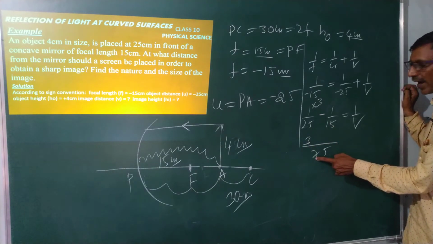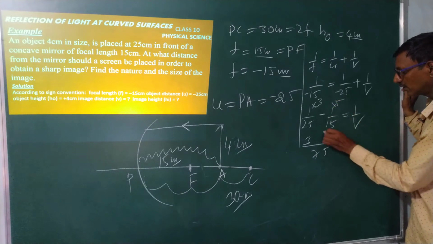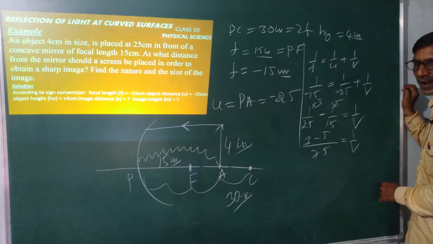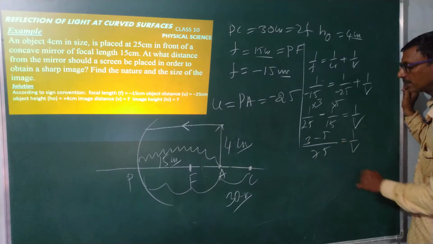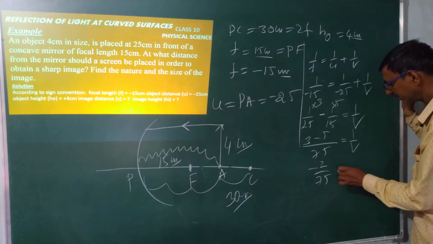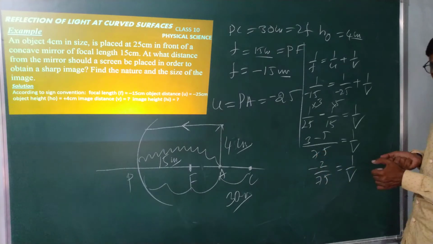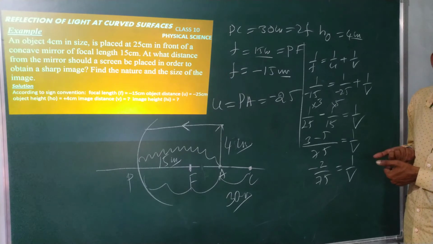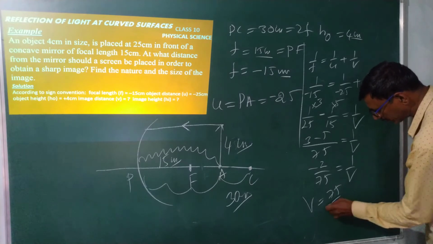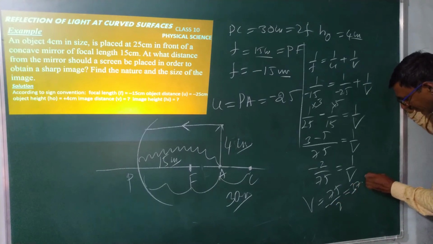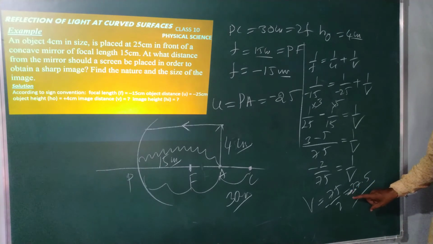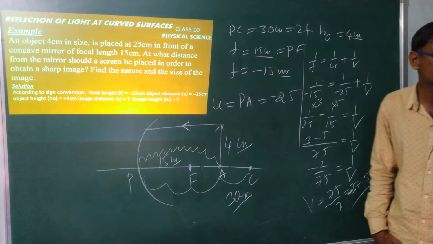15, how many times? 5 fives are 5, 1. Minus 5. 1 by v is this, to be taken minus 2. So minus 2 by 75 is equal to 1 by v, by inverse. That means if you take the inverse of these two again, I will get v is equal to 75 by 2 with minus. That is equal to 37.5 with the minus. This minus represents an inverted image.